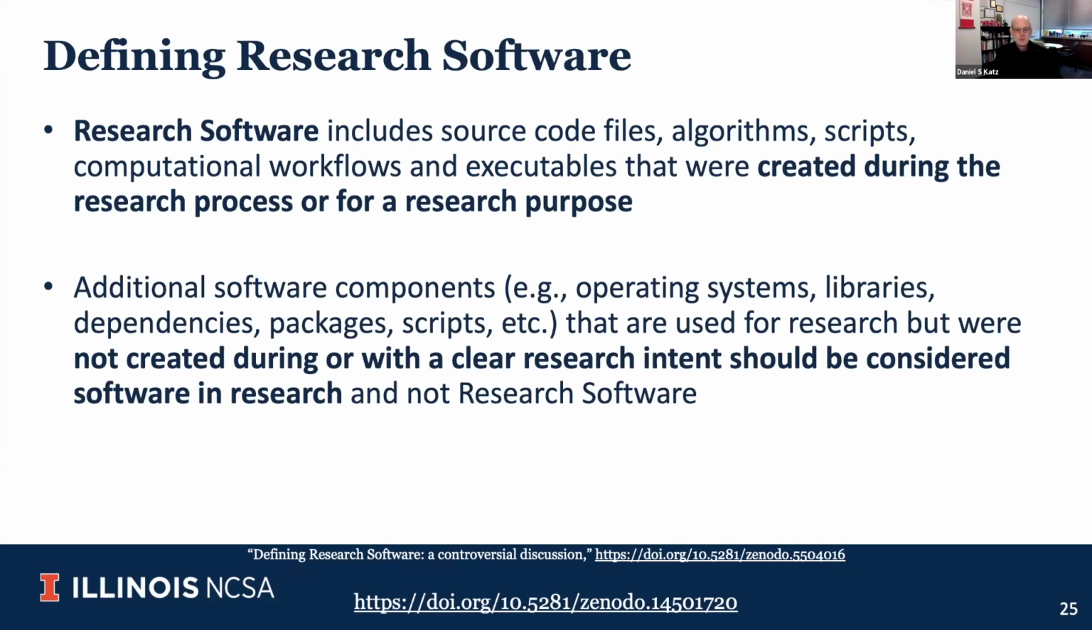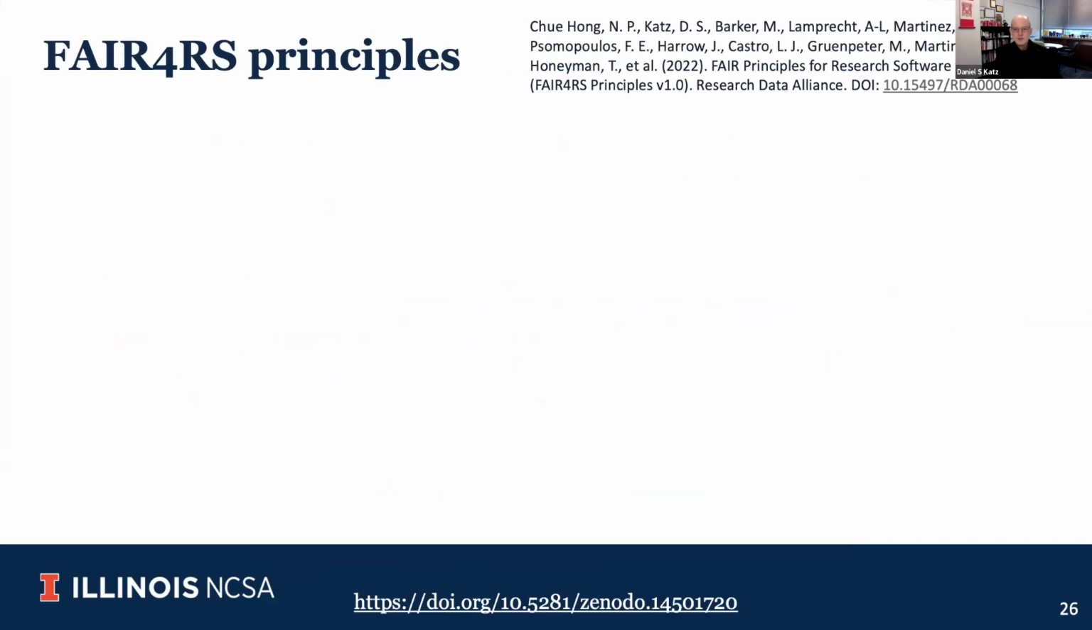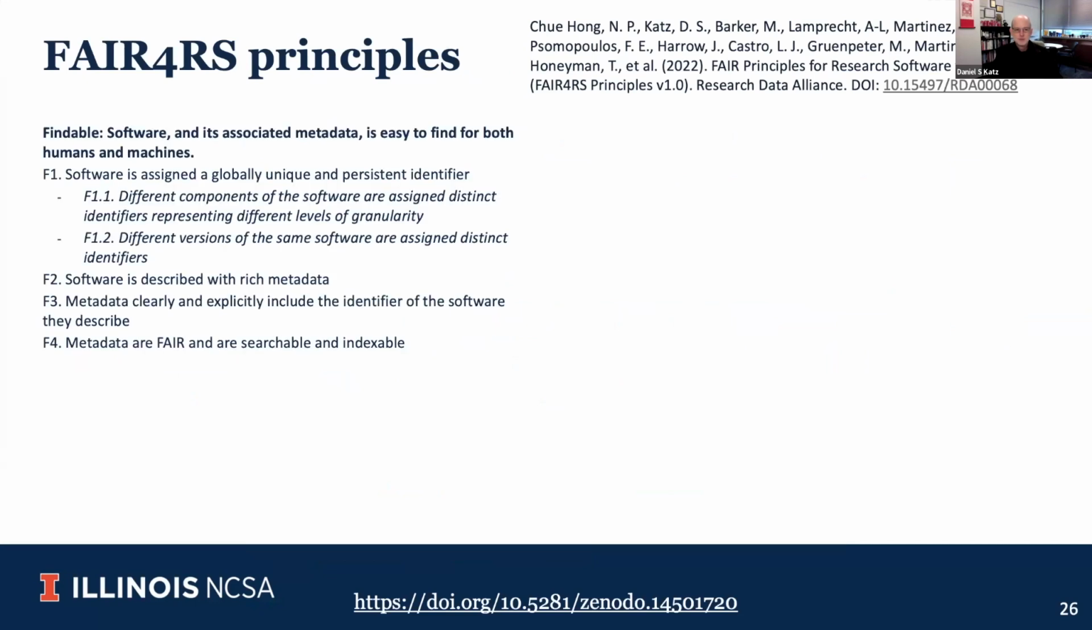There are additional software components like operating systems and libraries and other things that are used for research, but if they were not created during or with a clear research intent, they should be considered software in research and not research software. But this differentiation varies between disciplines. So just to give an example of this, if I'm a computational chemist and I'm using a compiler to compile my code, for me, that compiler is software in research, but not research software. But if I'm a computer scientist and my research is developing compilers or working on programming languages, that compiler is research software for me. So again, we developed in 2022 a set of FAIR for Research Software principles.